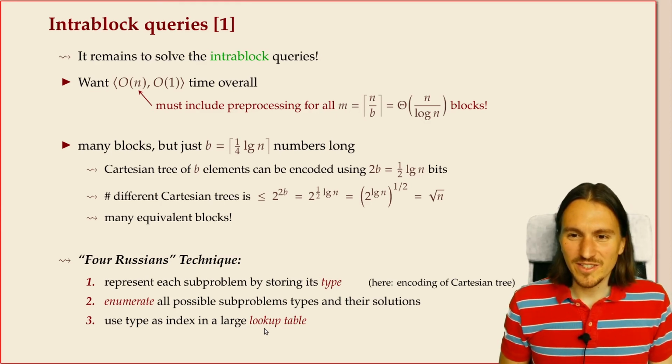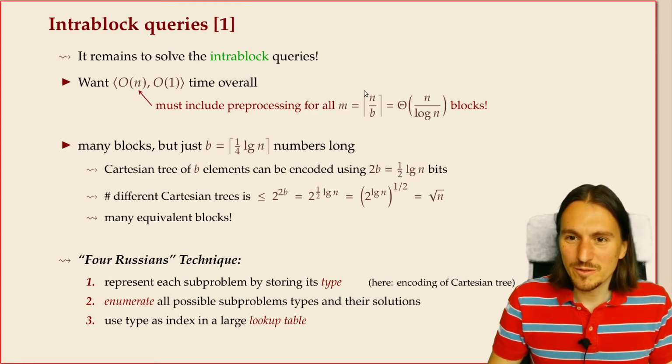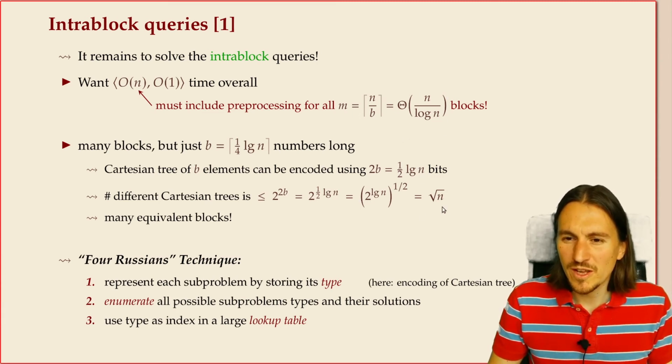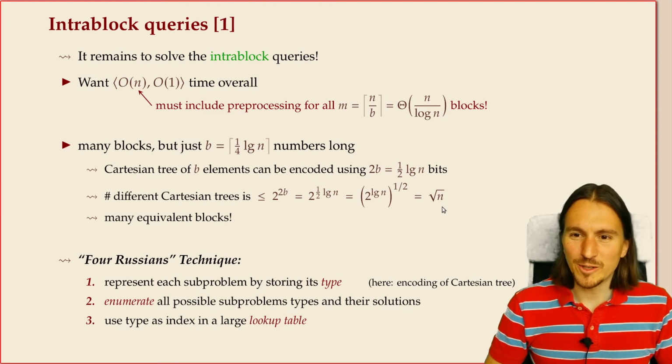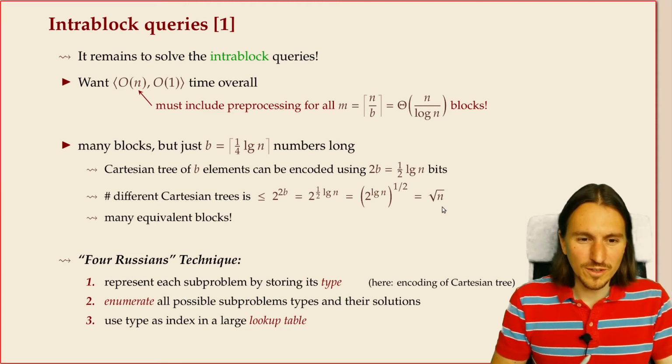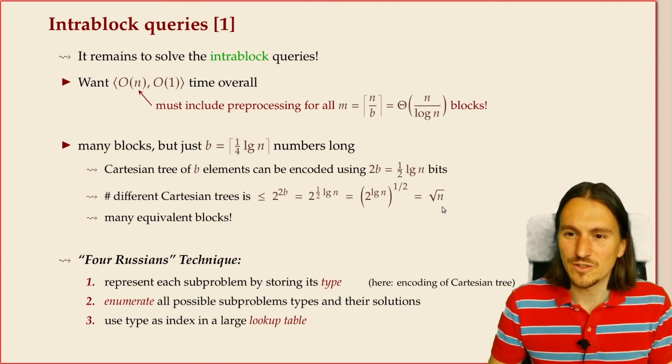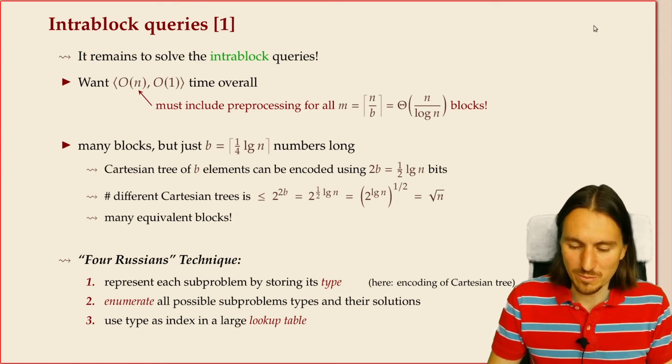So that's, in a sense, instead of figuring out a smart way to solve these many instances, we just solve a problem that's simpler because there are few different Cartesian trees in total. There are not so many to choose from, so we can afford to just pre-compute them all.